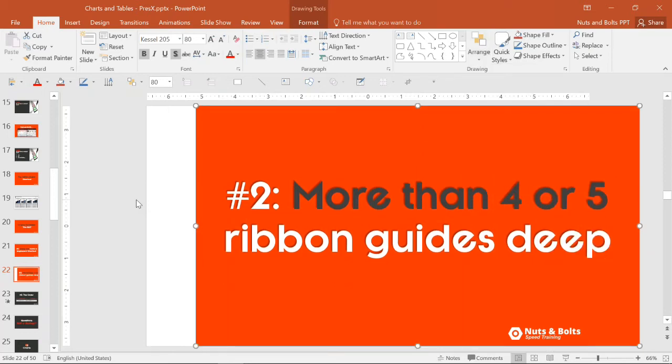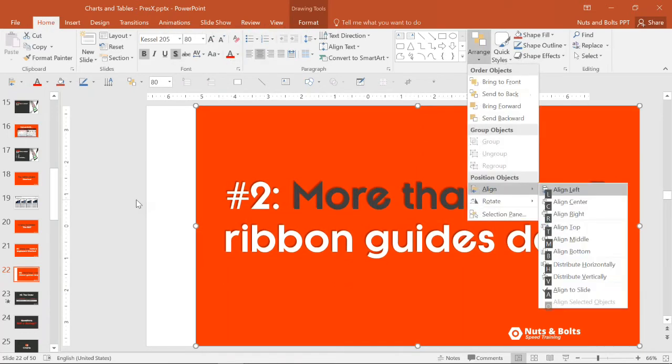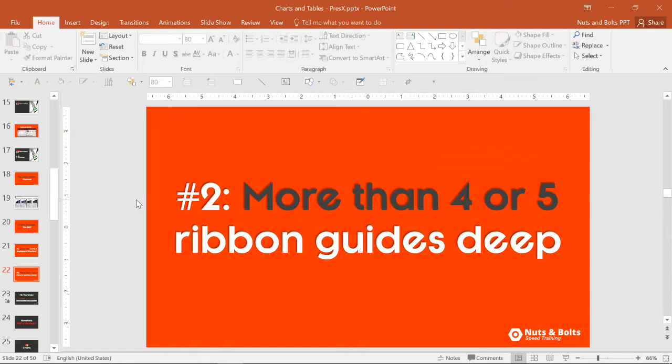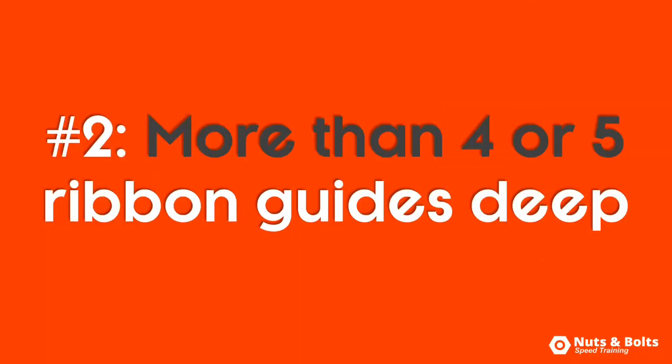And that does work, but having to go Alt H, G, A, L for Left, it's too many keystrokes. That's the kind of command I would put up on the QAT. So just like the alignment tool that we just put there, the $1 million shortcut, save that space for commands that don't have a shortcut and are more than 4 or 5 ribbon guides deep.